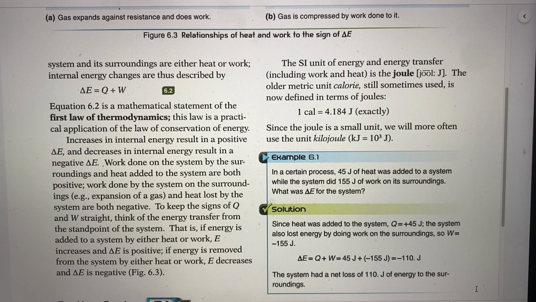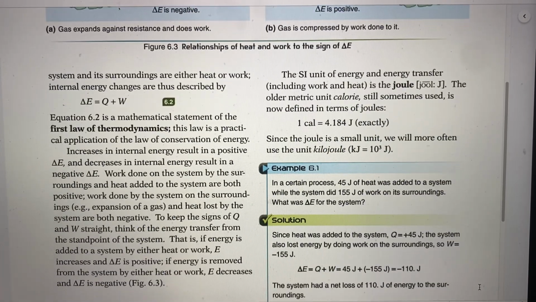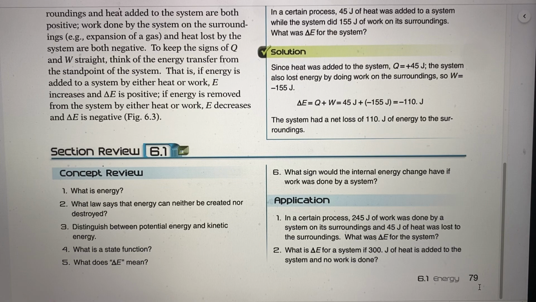So now let's go down to the problems here. You need to know some of these problems. What is energy? Do you remember that? Ability to do work, right? What law says that energy can neither be created nor destroyed? The law of conservation of energy, right? That law is stated in the first law of thermodynamics. So the first law of thermodynamics has to do with the conservation of energy.